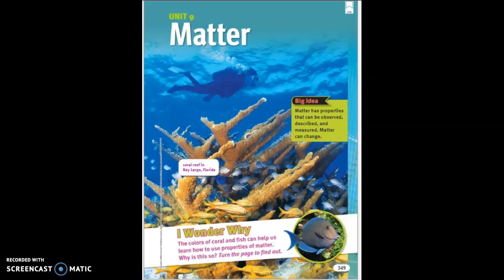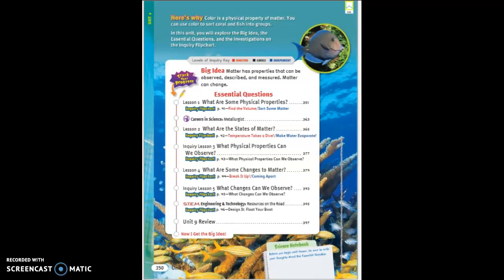So let's go ahead and turn the page. It's going to give us the answer for that. Here's why. Color is a physical property of matter. You can use color to sort coral and fish into groups. In this unit, you will explore the big idea, the essential questions, and the investigations on the inquiry chart.